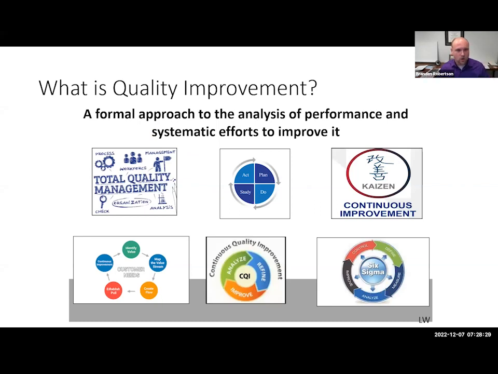It's a formal approach to the analysis of performance and systematic efforts to improve it. A long way of saying that it's ongoing fixing of the organization's problems in a systematic way. And that's done through several of these pieces here. You'll see PDSA there in the middle. That's really Carilion's simplistic way of performing a quality improvement.